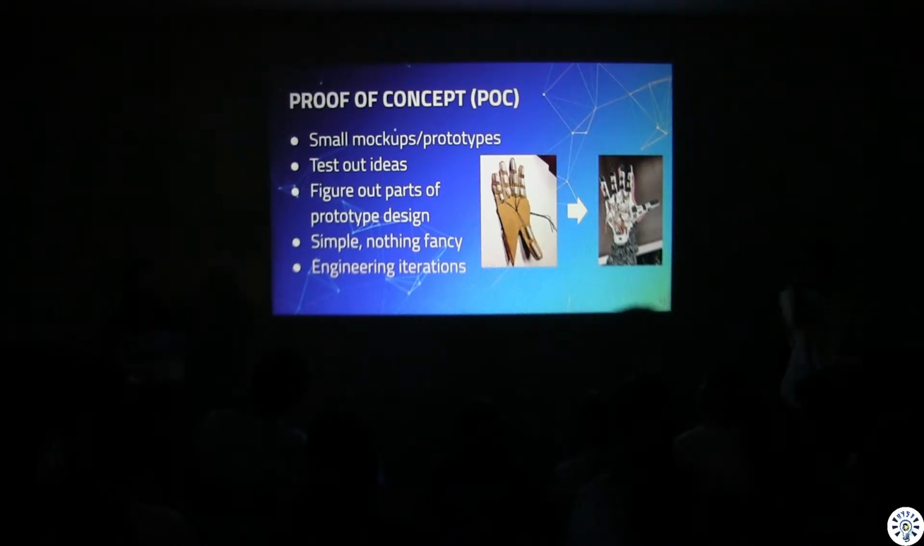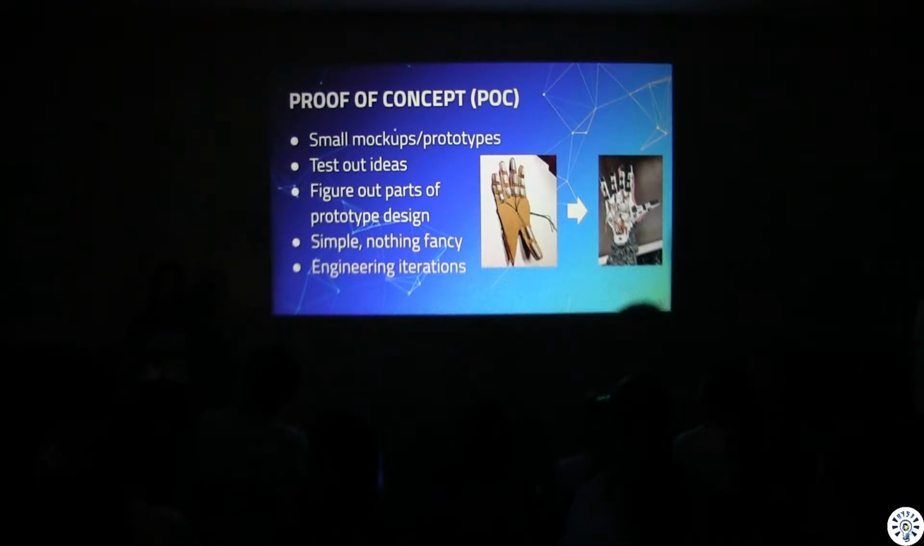So proof of concepts are basically really small and simple mock-ups or prototypes. You can do this for parts of your final prototype or for other sections that you want to test. And usually they're made out of really simple materials that you can find everywhere, in your daily life.